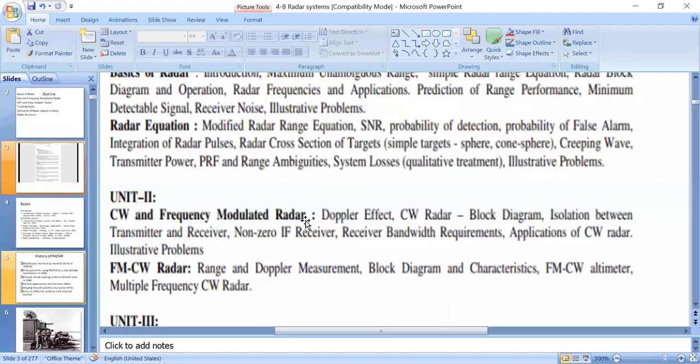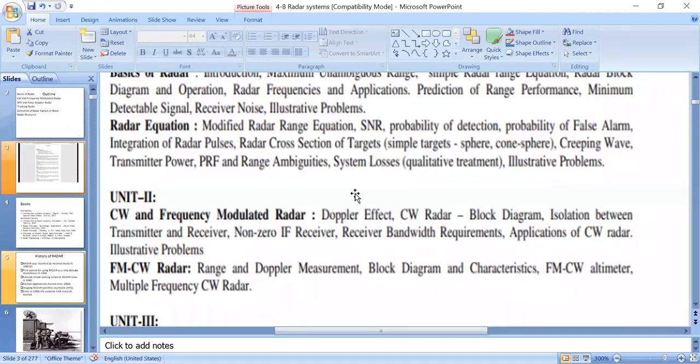In this unit, all the types of radar are based on the effect called the Doppler effect, right? So first we'll see what you mean by Doppler effect. Basically, what are the types of radar systems? Radar systems are classified into two types, right? First one is continuous wave radar, second one is pulse radar.